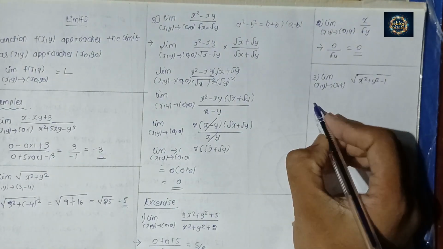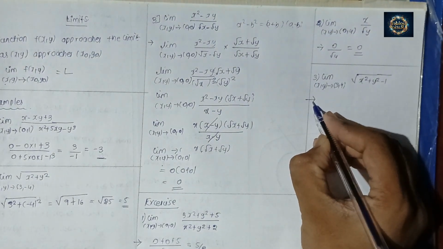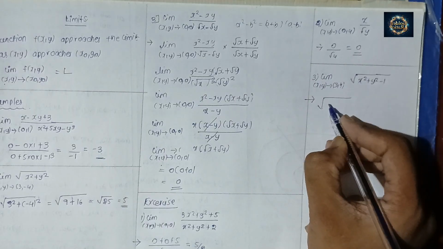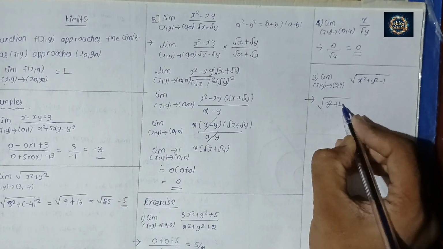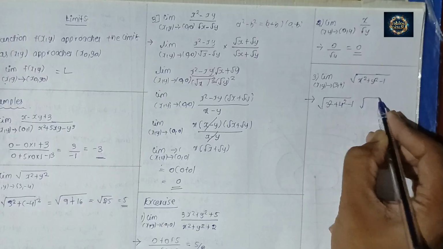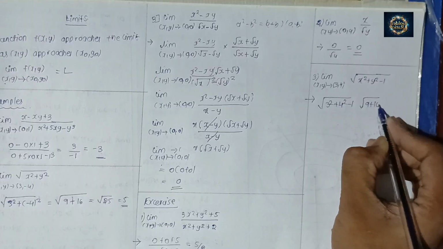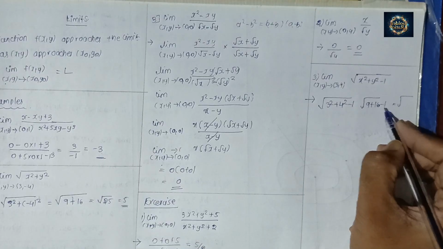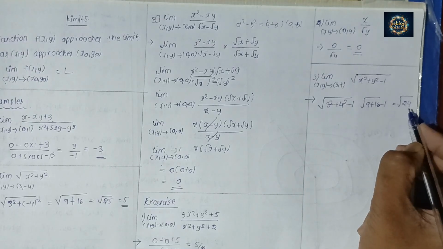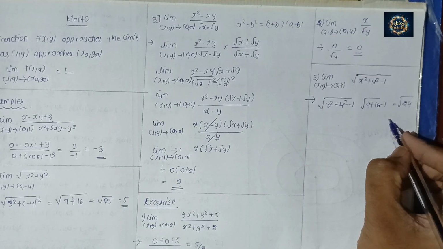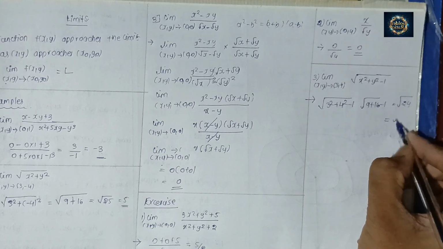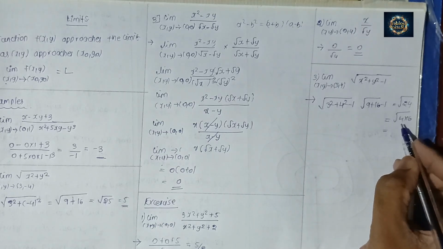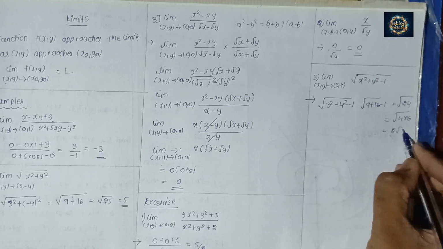So this is our third question in the exercise. Here also there is no problem in directly substituting the limit. So I can substitute 3 square plus 4 square minus 1. So 3 square is 9 plus 16 minus 1. So 9 plus 16 is 25, minus 1 is 24. So I can simplify and write: 24 is nothing but 4 into 6. So the root 4 is 2. So I can write 2 root 6.